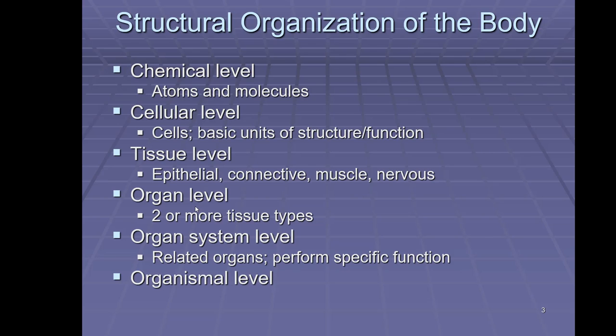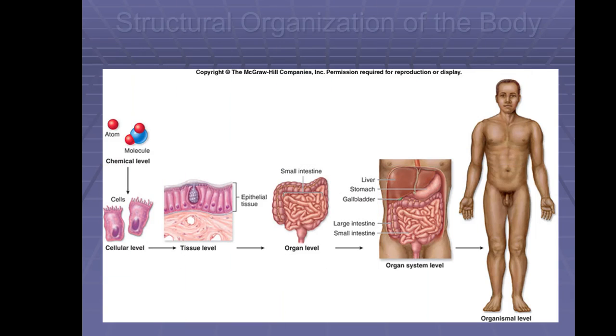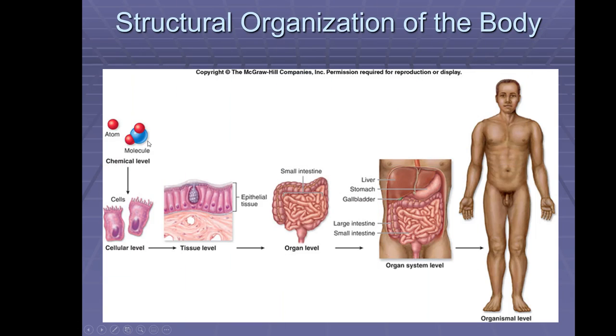And then we have systems. Systems are a group of organs that work together to perform a specific function. And the systems get together and form the entire organism. So here is an image showing you the different levels of organization. We have the chemical level, cellular level, tissue level, organ level, the organ system level, and then the entire organism.